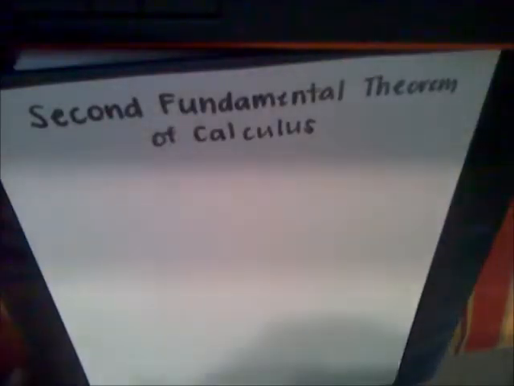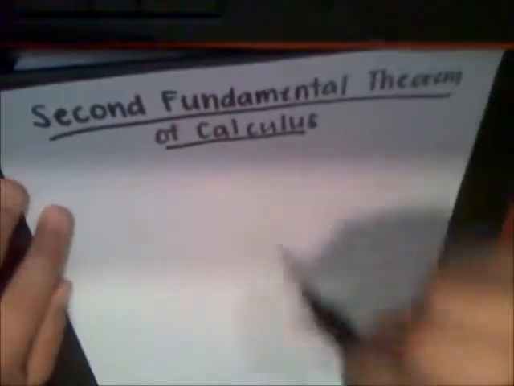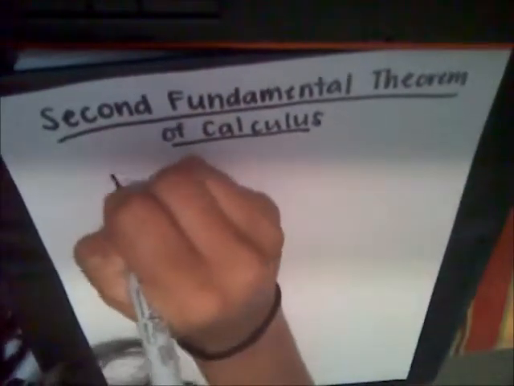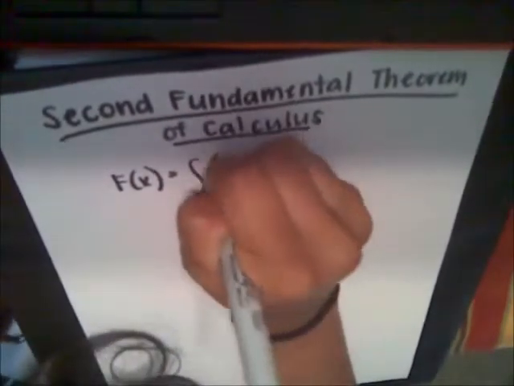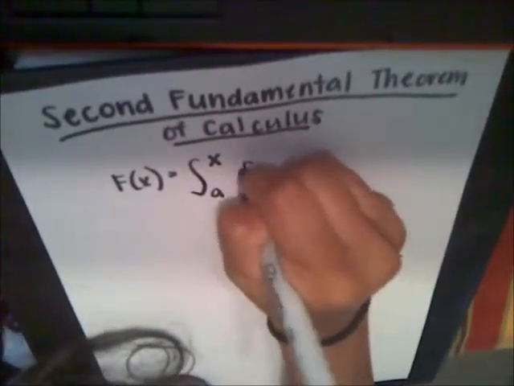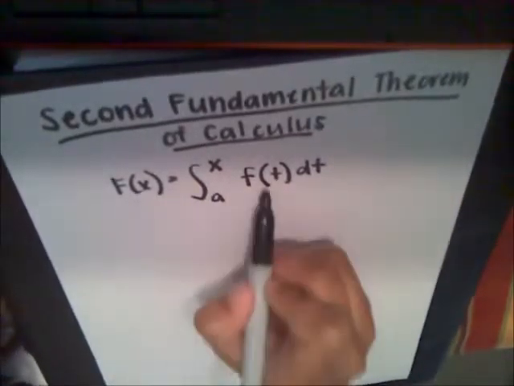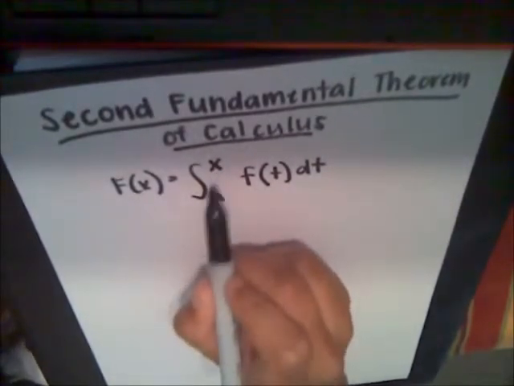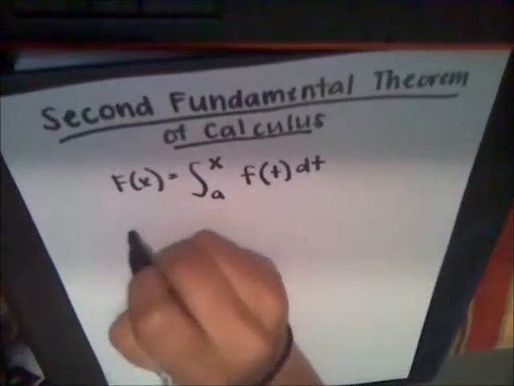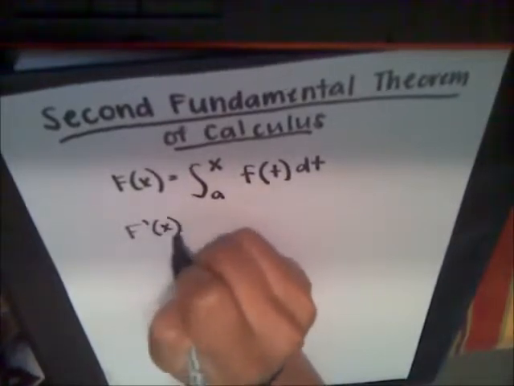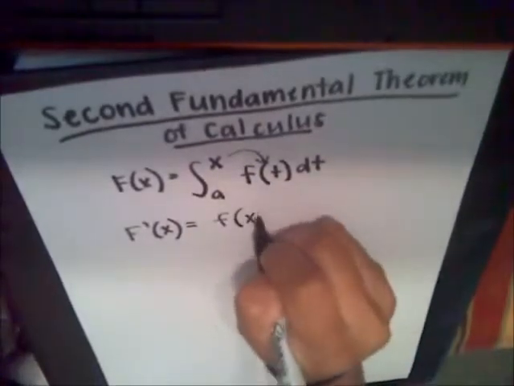Alright, this is the second fundamental theorem of calculus. And that states that the antiderivative of a function from a to a certain point x is the integral of f of t dt. So the antiderivative equals this with the bound of x at the top. So if you say this, the second fundamental theorem states that the derivative of this antiderivative is f of x.